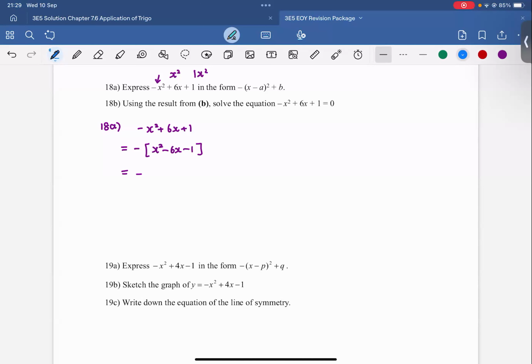Okay, so complete the square. How to complete? Look at this. What square contains this? x minus 3 square. Okay, if you expand this, what do you have? You have x square minus 6x plus 9. So you can see that this square has an additional 9. So we have to subtract away the 9. Then what do we do to the 1? We just copy down the negative 1. Okay, then simplify first. The negative, put it in. Negative x minus 3 square plus 10.